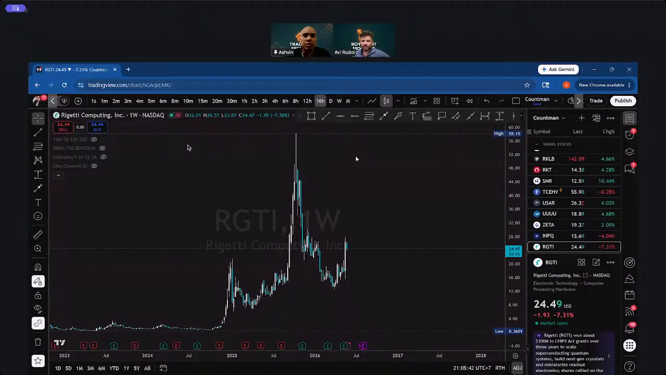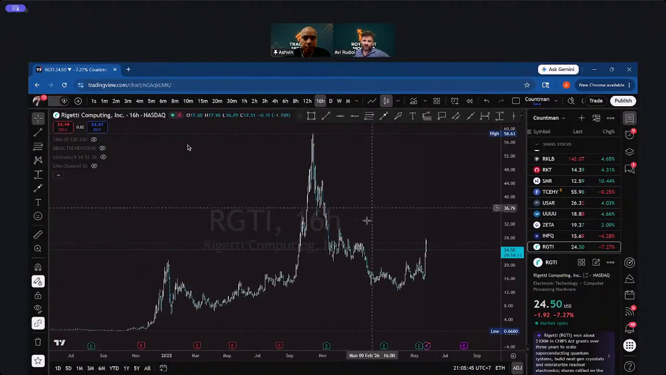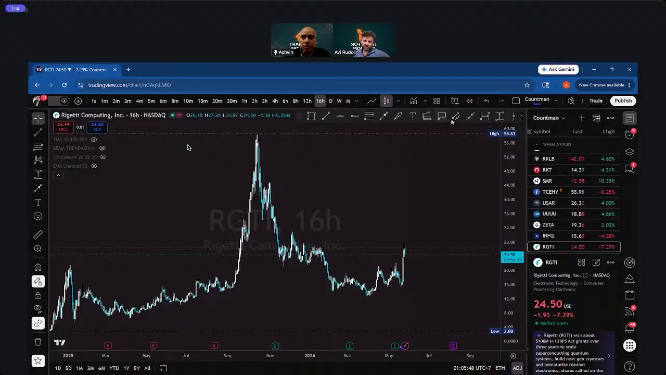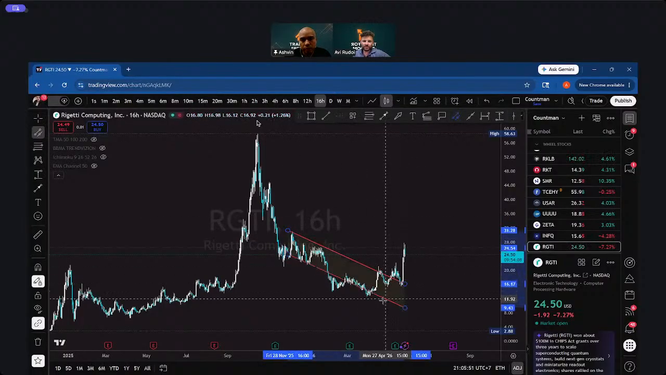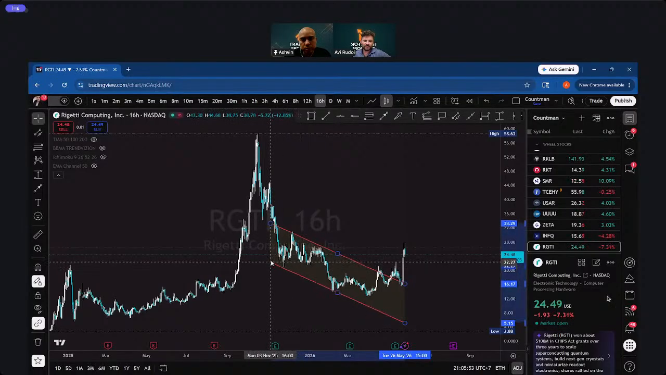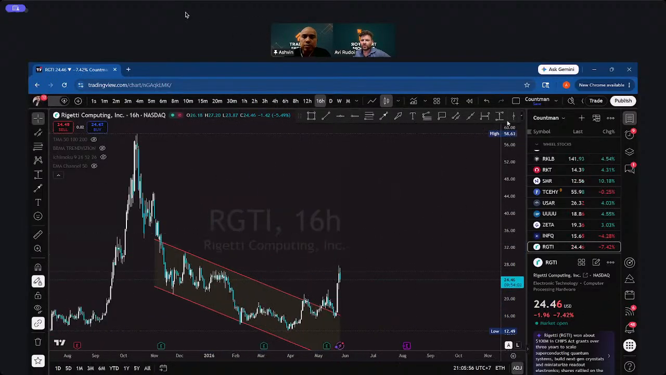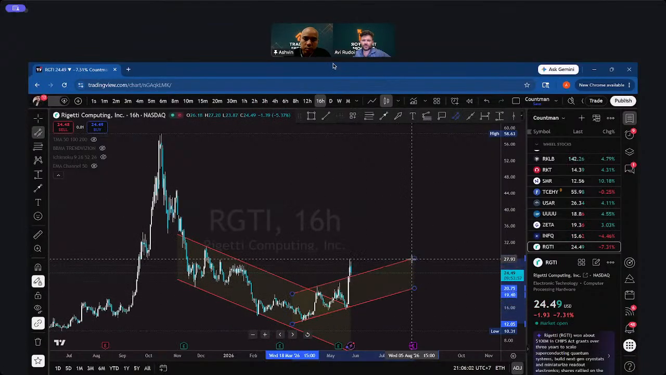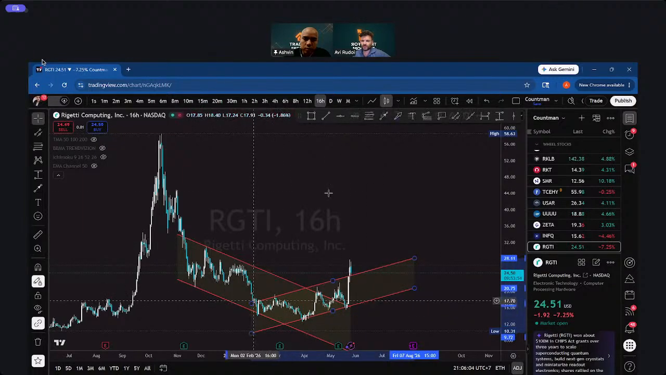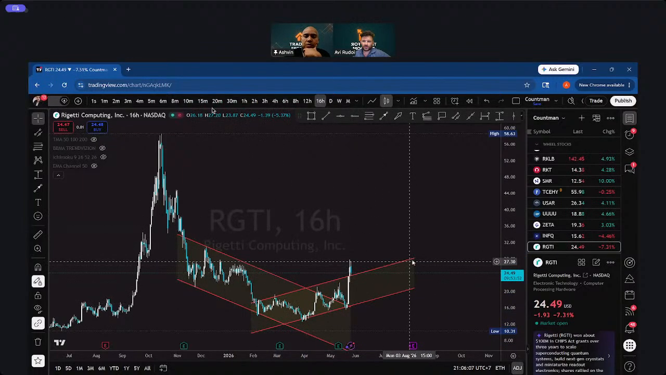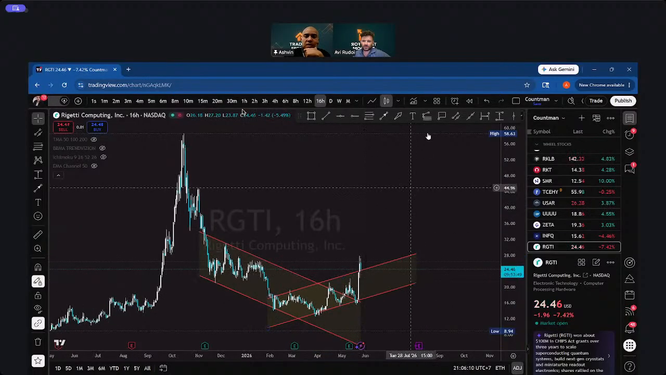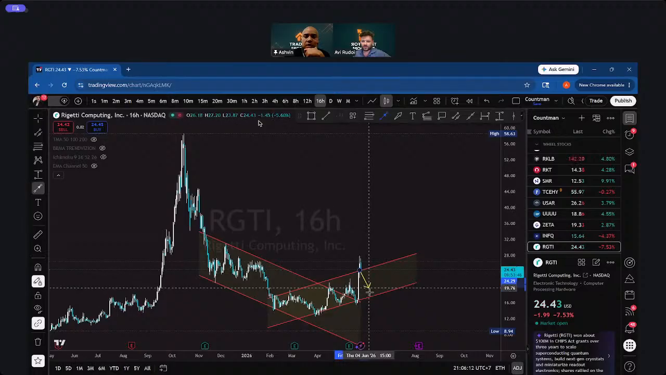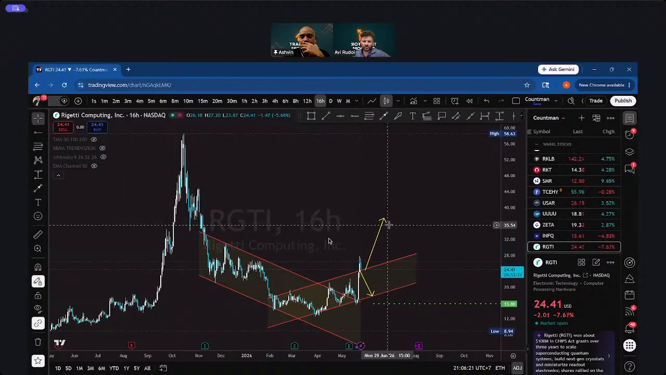Let me see if there's any opportunity. This one we might have something. Oh, it's broken to the upside. If it starts coming back down on RGTI and comes towards this, then this is an opportunity to get in. But if it starts pushing up from here, then it's a bit difficult to get in.